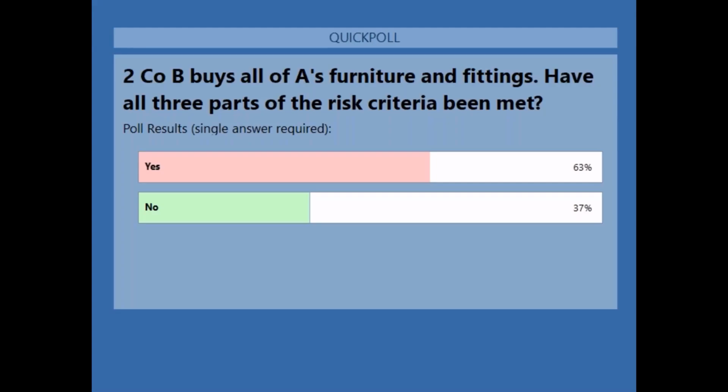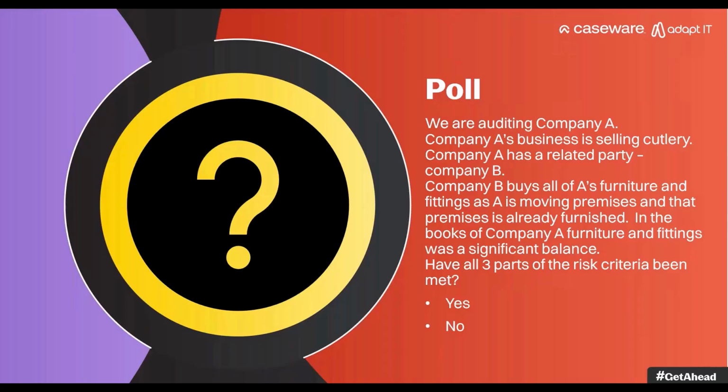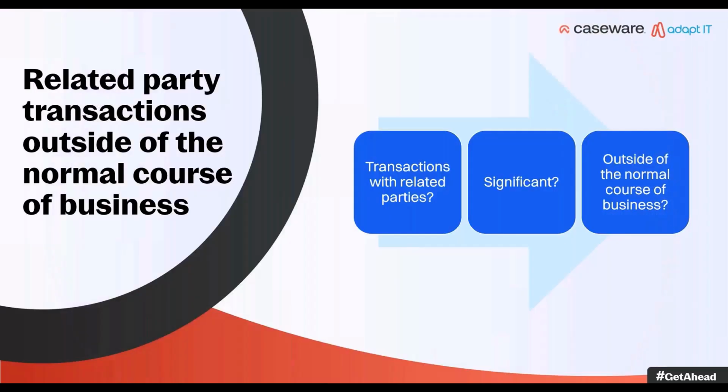Let's go and have a look also just at the standard and remind ourselves again. So I'm just going to go back to that slide and say, Company A has a transaction with the related party. Yes, that's Company B. Is the transaction significant? Well, all of the furniture and fittings, which was a significant balance, and it's not just a teeny tiny balance, is sold to Company B. Now the third part: is selling your furniture and fittings outside the normal course of business? Yes, it is outside the normal course of business.